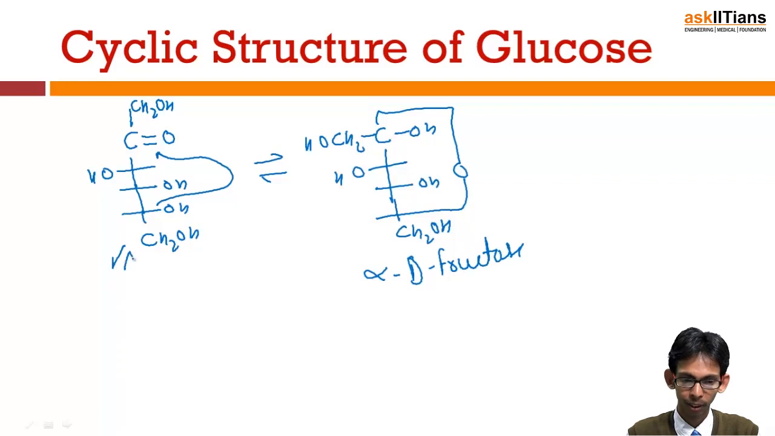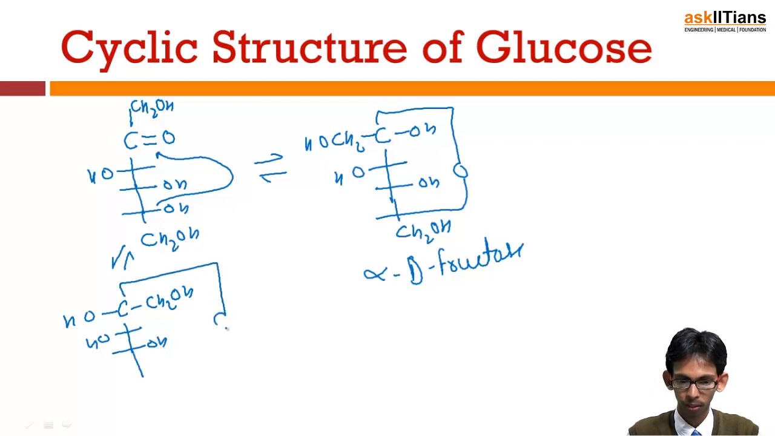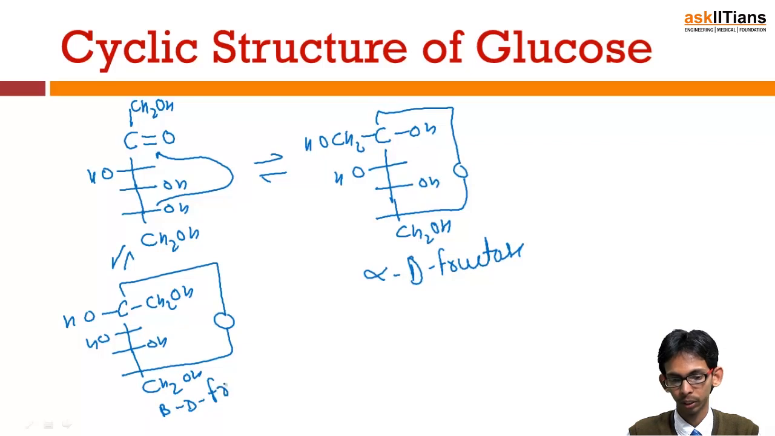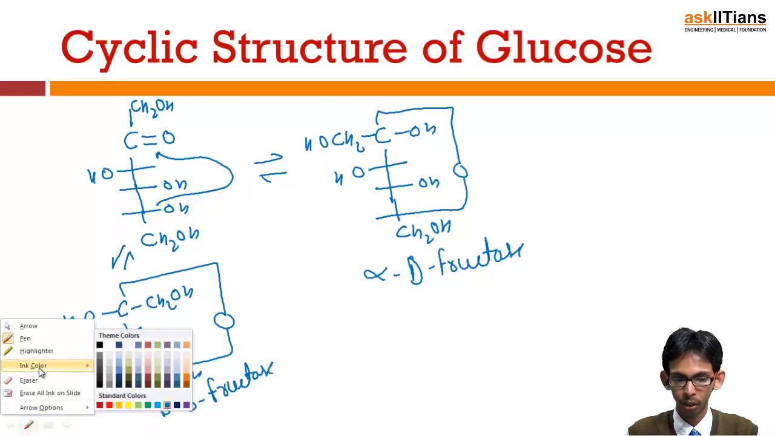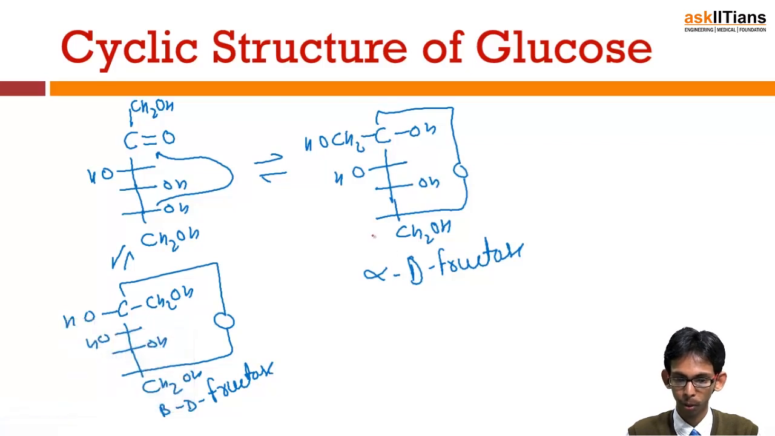Another structure possible is like this: OH on this side, CH2OH on this side, and one OH. This is beta D fructose. Alpha D fructose and beta D fructose are two anomeric forms, and the structure for this would be like this.